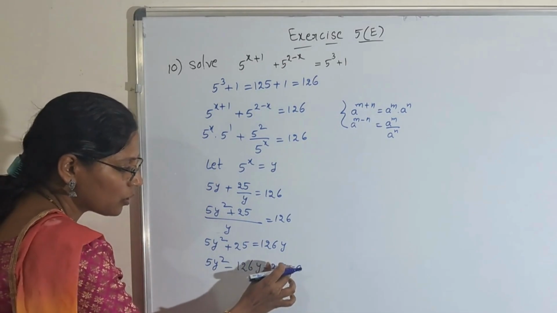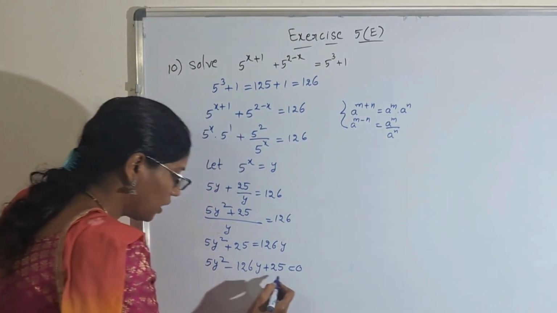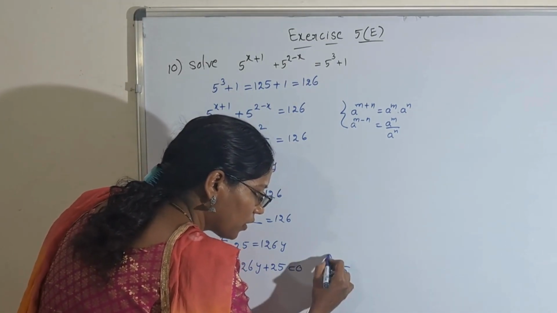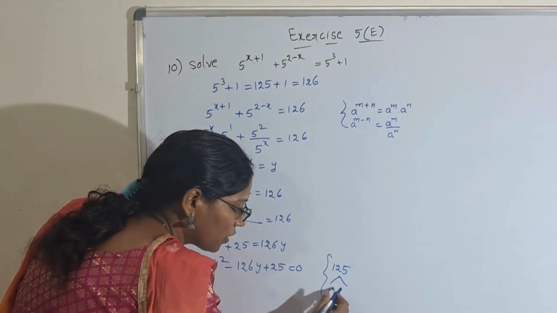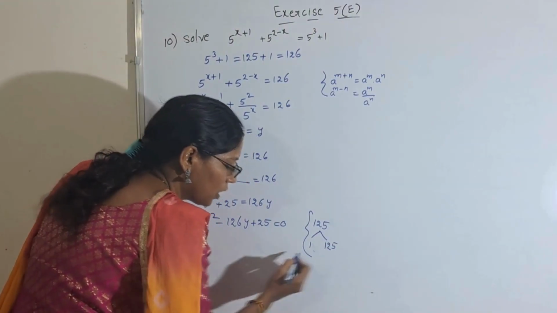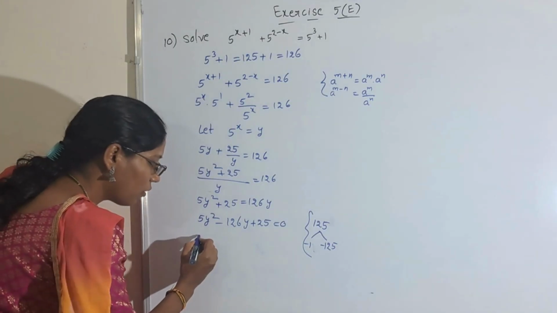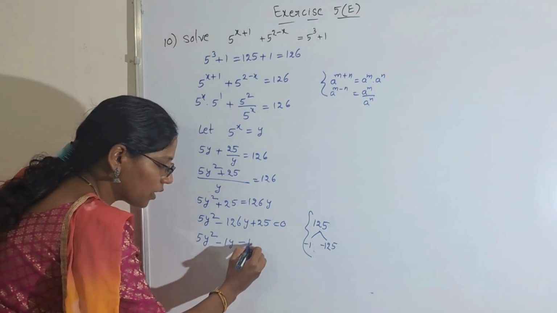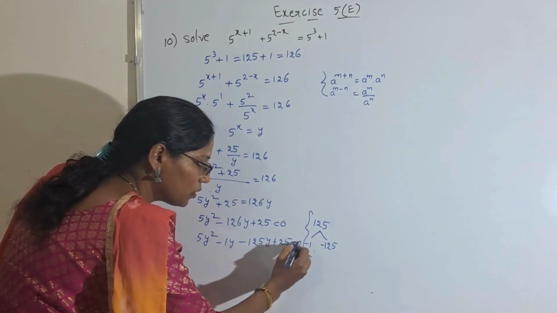Factorization method we have to apply here. Here 5 into 25, 25 5s just 125. Product is 125. Sum is minus 126. 125 1 just 125. Here minus 126. So minus we have to take 5y square. Here minus 1y minus 125y plus 25 equal to 0.